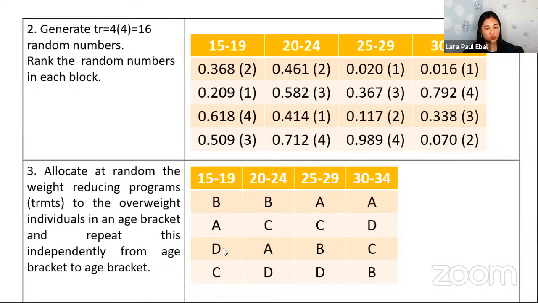And the next is we now assign the treatment. Take note that the experimental unit with rank 1 will receive treatment A, then 2 gets B, then 3 gets C, and 4 gets D. Then the same process in the next block: 1 as treatment A, 2 as treatment B, 3 as treatment C, 4 as treatment D, and so on. So I hope you follow.